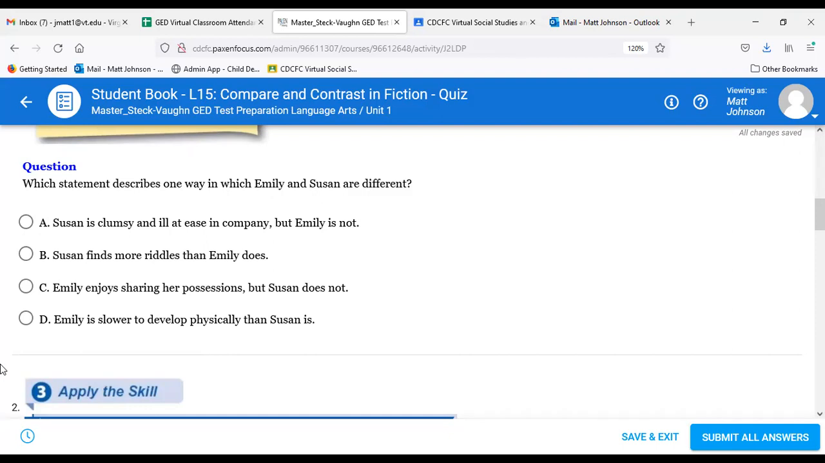Well, I think it's A. It's D. E as in dog. D as in dog. So Emily is slower to develop physically than Susan. And what's important about that is Emily is the older child, right? So the younger child is catching her in physical development. That was what they're pointing out there. Yeah, so D is the answer for number 1.